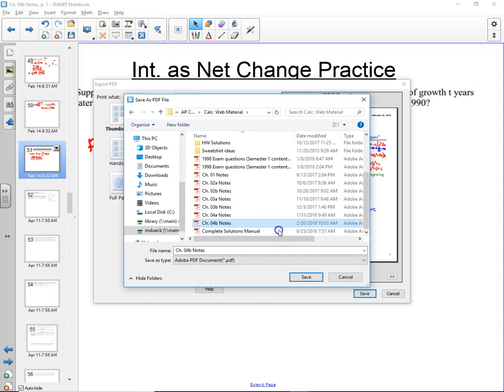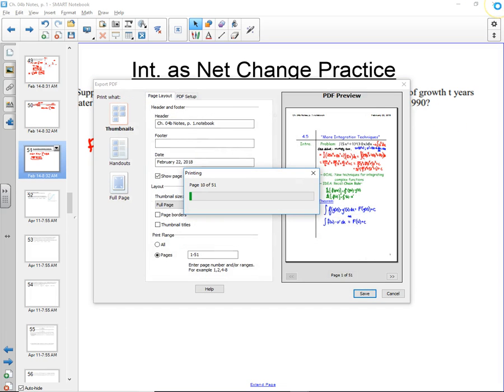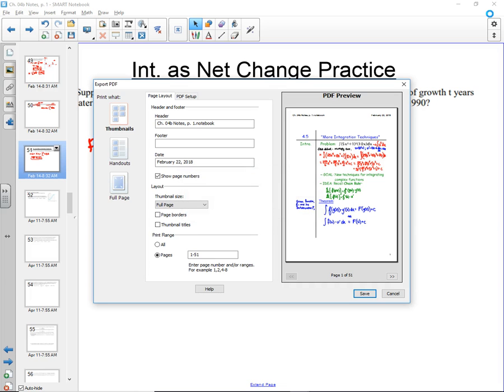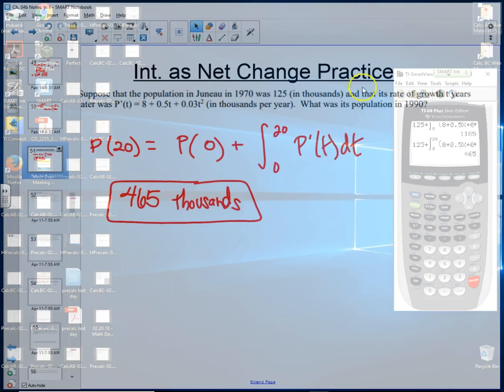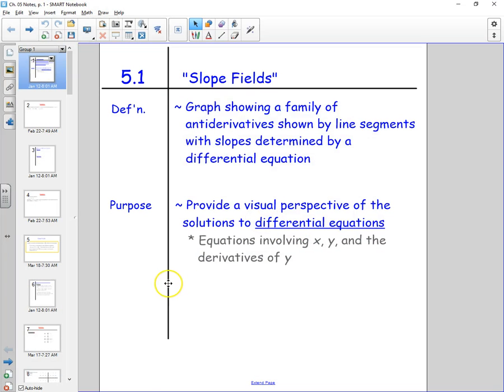Here we go. All right, chapter 5. Slope fields. My computer's been kind of weird and funky, so I'm trying to close this file down so it doesn't freeze. There we go. All right, chapter 5.